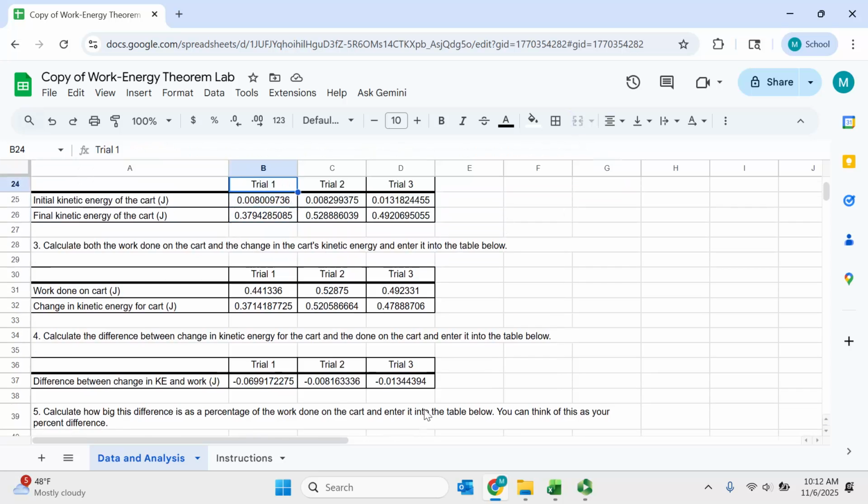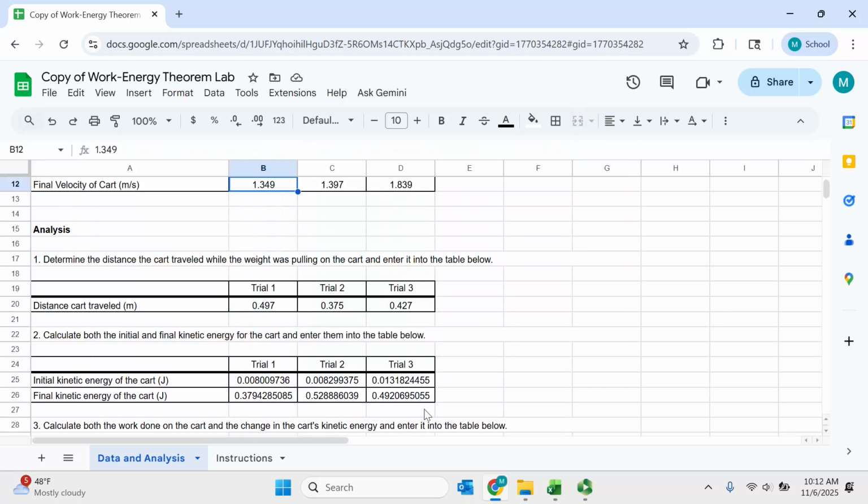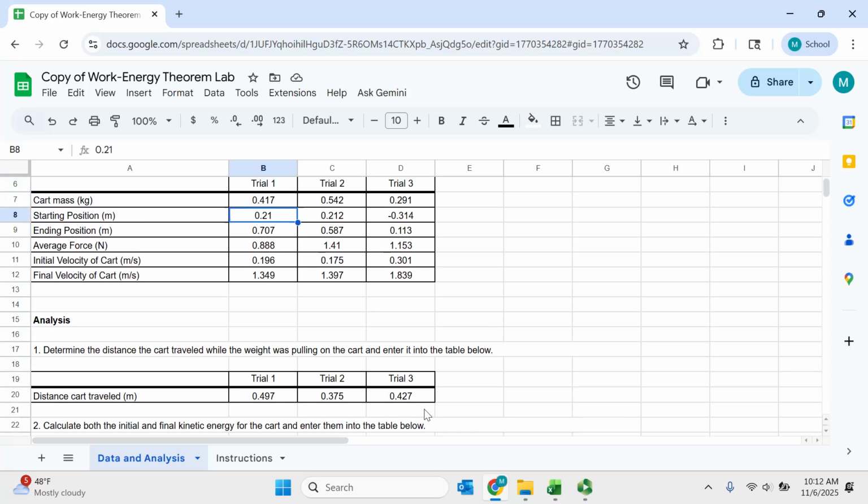And so what I did was I went back and maybe I looked at my lab partner and said, hey, what did you have for the data here in trial 1? And I found that I entered the cart mass in incorrectly. Instead of 0.417 kilograms, it should be 0.471 kilograms. That's a really easy mistake to make. It's called a transposition error. And so I correct that mistake.